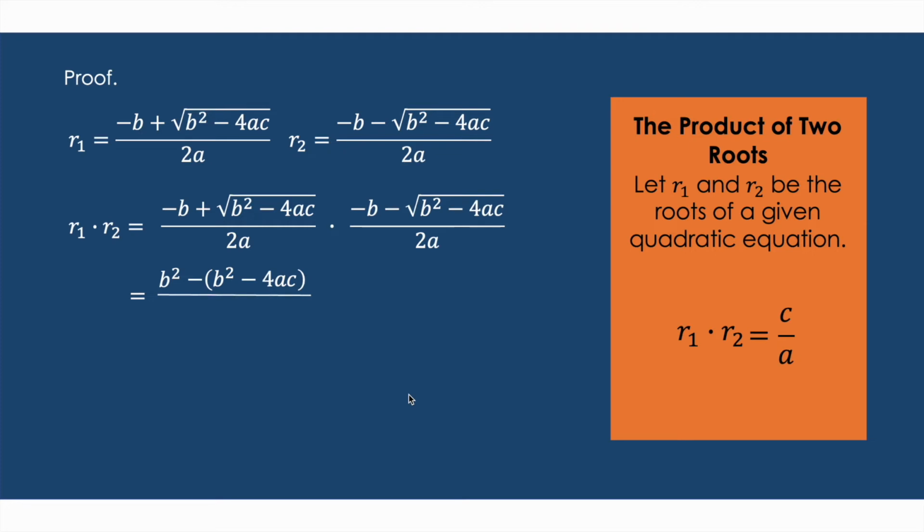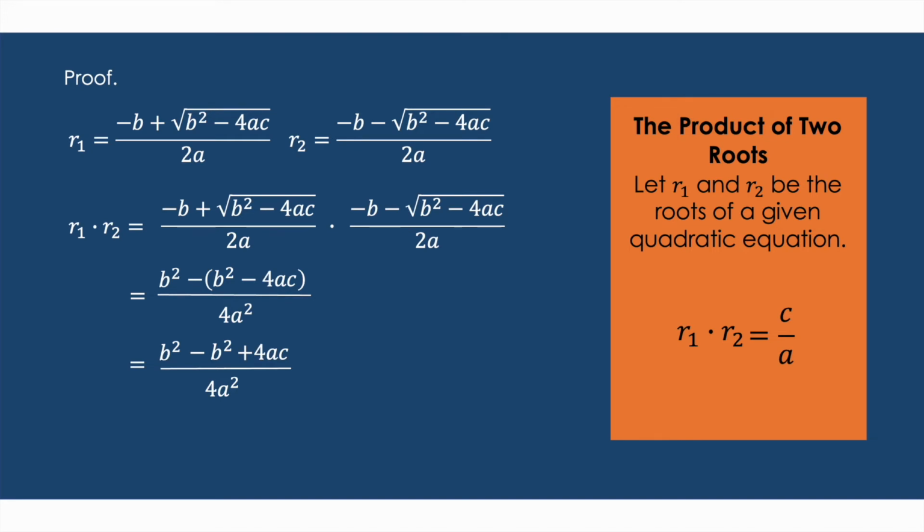The denominators are 2a. So, we just multiply, class. We have 2a times 2a, and that is 4a squared. Here, let us solve for this quantity. We have a negative sign. So, we have negative times b squared and negative times negative 4ac, and that will turn into negative b squared plus 4ac all over 4a squared.